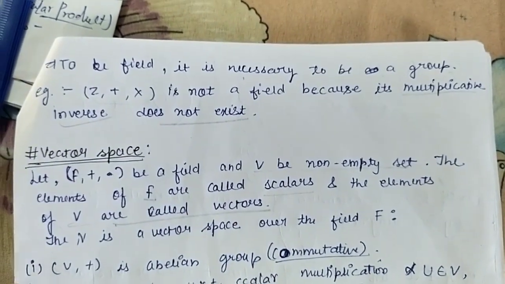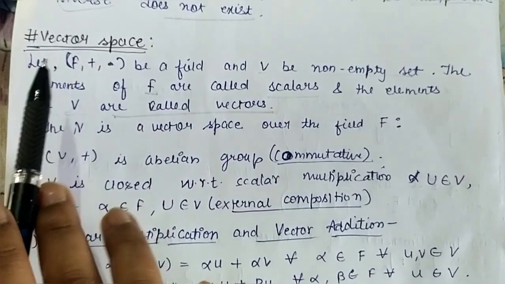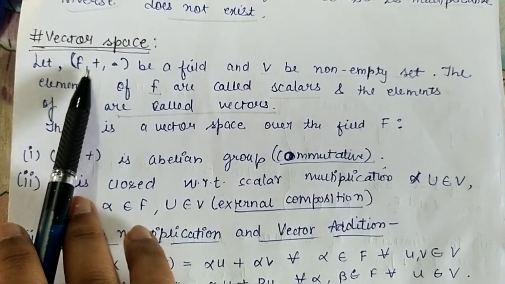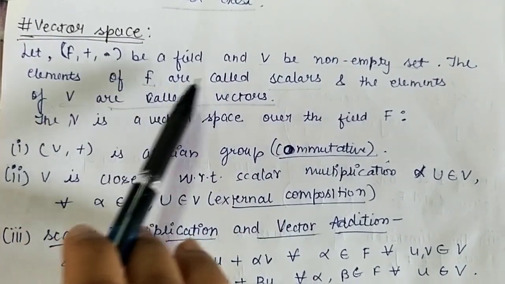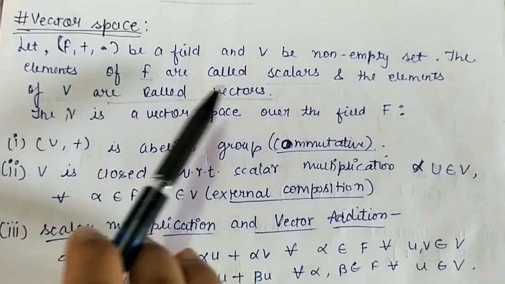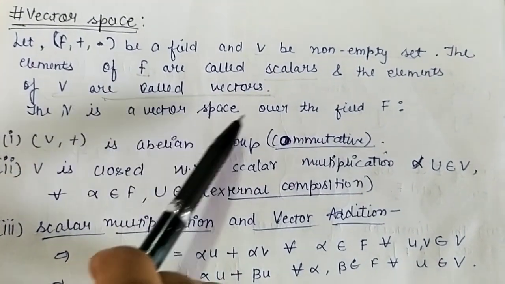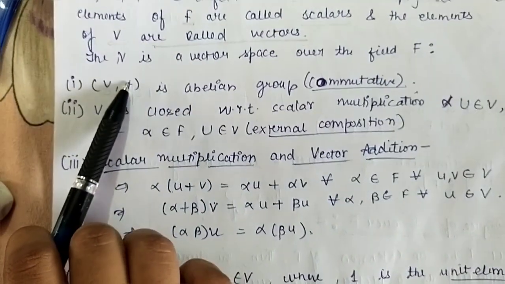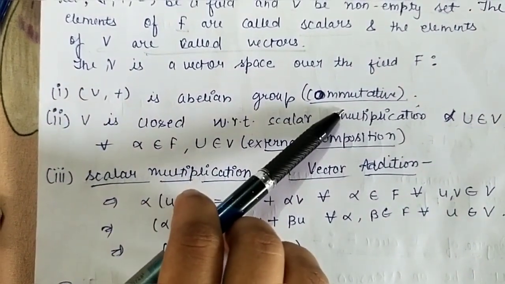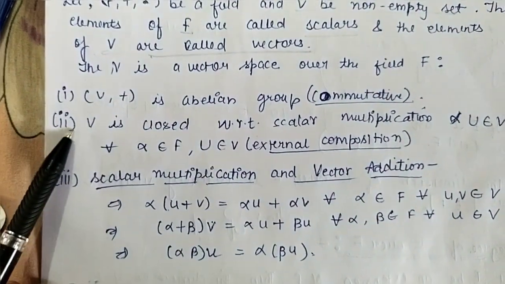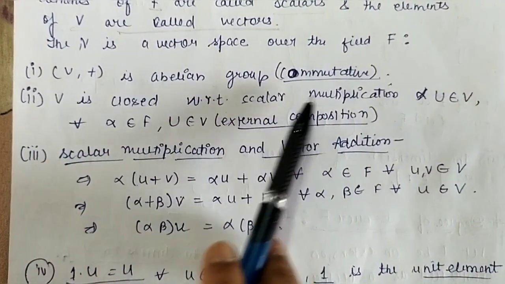From the previous we have seen what a vector space is. Now let F plus dot be a field and V be a non-empty set. The elements of F are called scalars and the elements of V are called vectors. V is a vector space over the field F. First point: V plus is an abelian group, that is, it holds the commutative property. V is closed with respect to scalar multiplication.